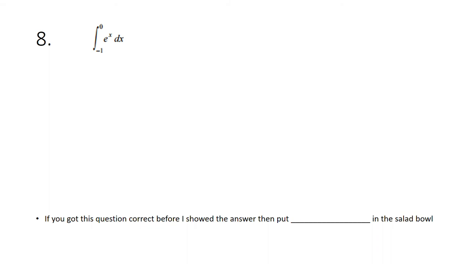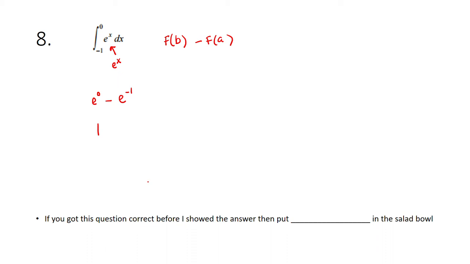This time you have an e, so you have a definite integral with an e. The integral of e to the x is e to the x. So using the fundamental theorem of calculus, you want to plug in e to the 0 minus e to the -1 power. E to the 0, anything to the 0 power is still what? 1.